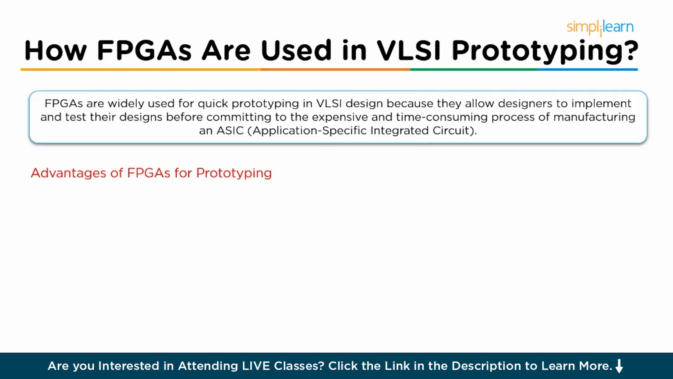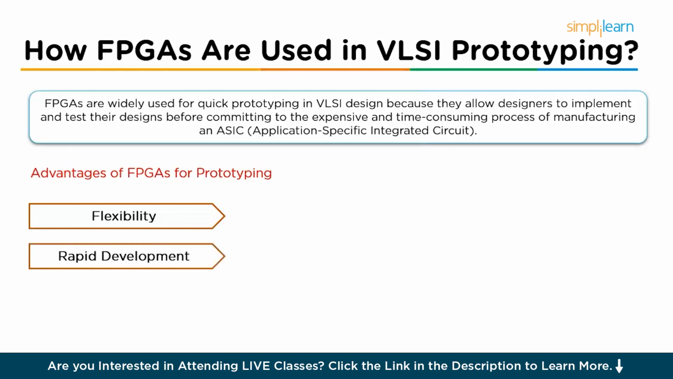So what are the advantages of FPGAs for prototyping? The first one is flexibility. FPGAs allow designers to make changes to the design even after implementation, providing great flexibility during the prototyping phase. The second one is rapid development. Unlike ASICs, which require weeks or months to fabricate, FPGAs can be programmed and reprogrammed quickly, making them ideal for fast iteration and testing. The third one is cost effectiveness. FPGAs are much cheaper than fabricating a custom ASIC specifically for low volume production.